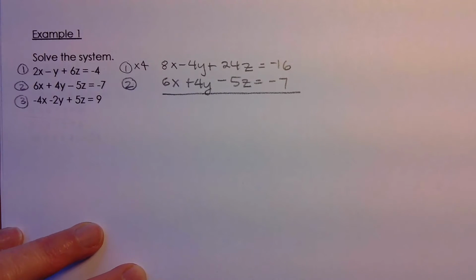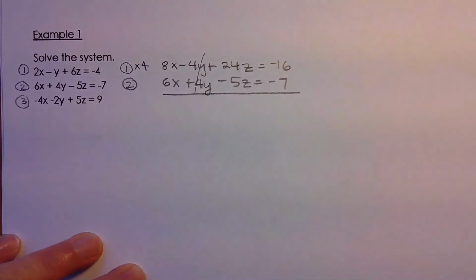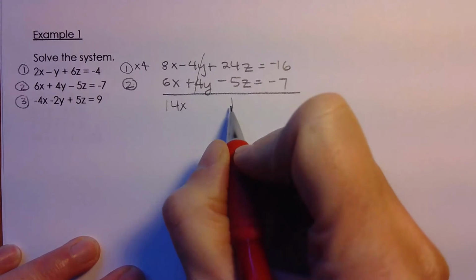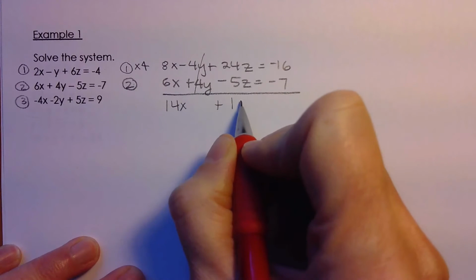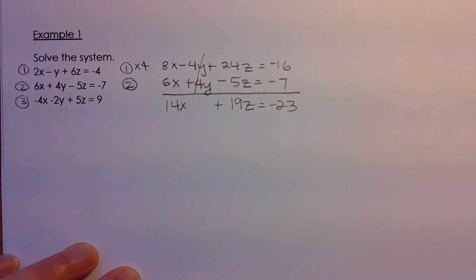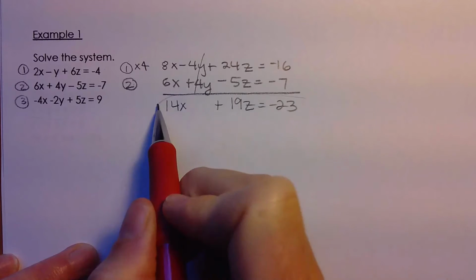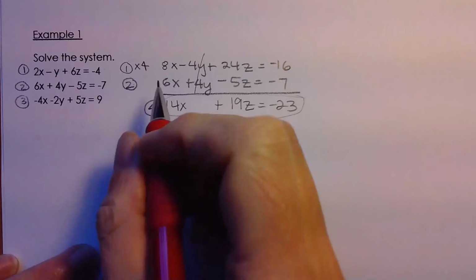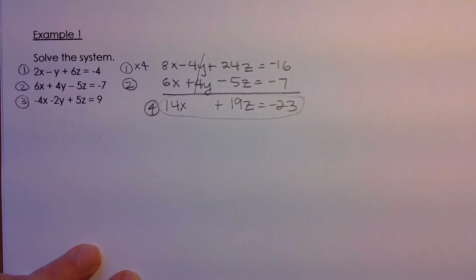Okay, now I'm going to add together, and I need to eliminate one of my variables. If I don't, then I got something wrong. Let's see what that looks like. Plus 19z equals negative 23. Okay, so this is a new equation that I'm going to end up working with in a bit. I'm going to just number that equation 4, because that'll be my fourth equation.